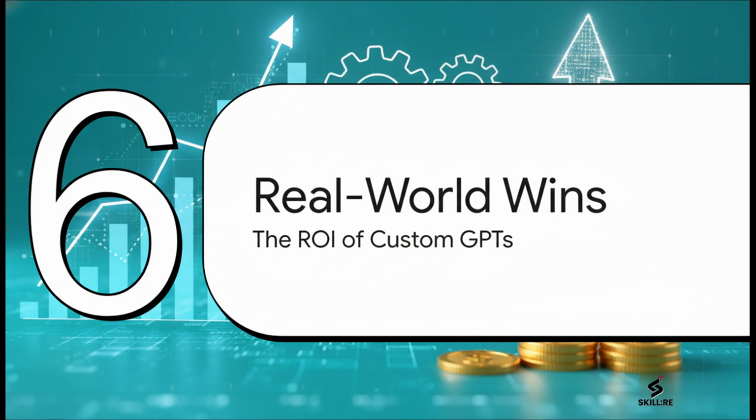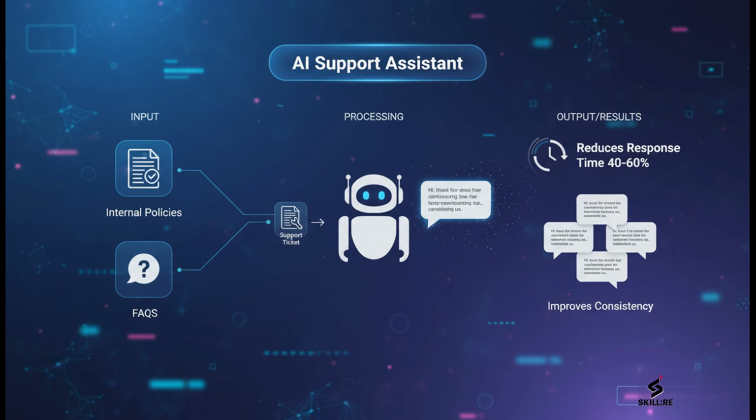So, okay, why are we doing all this? What's the point? Let's look at some concrete examples of how building these little specialized AI assistants creates real, measurable value for a business. Just imagine this. You've got a support assistant for your team. It's been fed all your internal policies, all your FAQs. So when a new ticket comes in, your team member can just ask the GPT to draft a perfect, consistent, and accurate response in literally seconds. I mean, think of the time saved there.